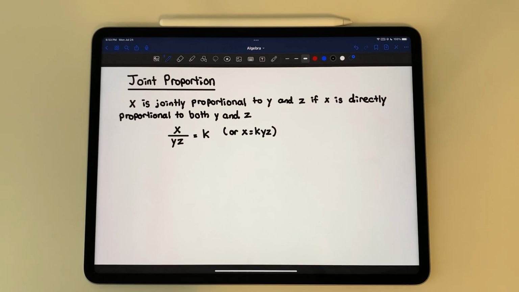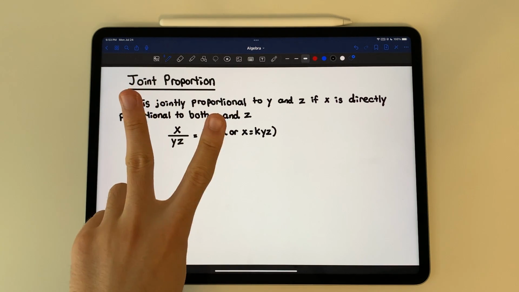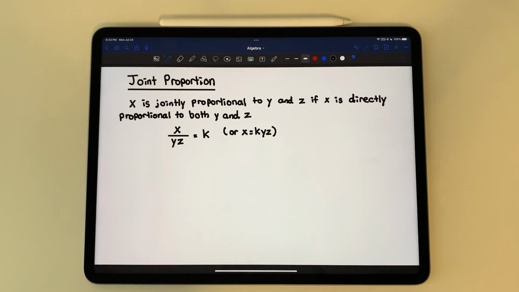So by this point, we've talked about direct proportion and inverse proportion. Now, direct proportion and inverse proportion both involved relationships between two variable quantities. Okay, that's very important. They were relating two quantities only. But what if we take things a step further? Sometimes there are more than two quantities being related, and that is today's lesson: joint proportion.